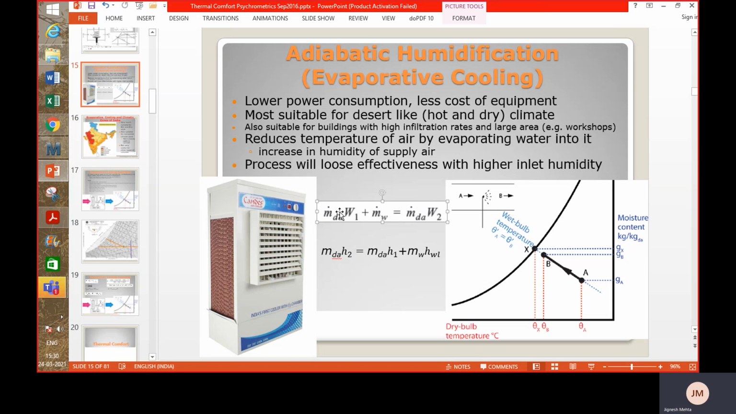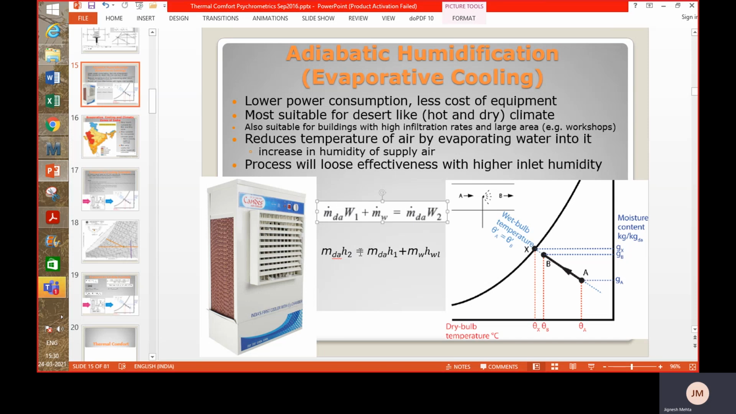Now there is some water vapor carried with stream A, you are adding some more water into it, and finally you have the water vapor quantity at point B or point 2. So this is the moisture balance equation, and each term will be in kilogram of water per second.